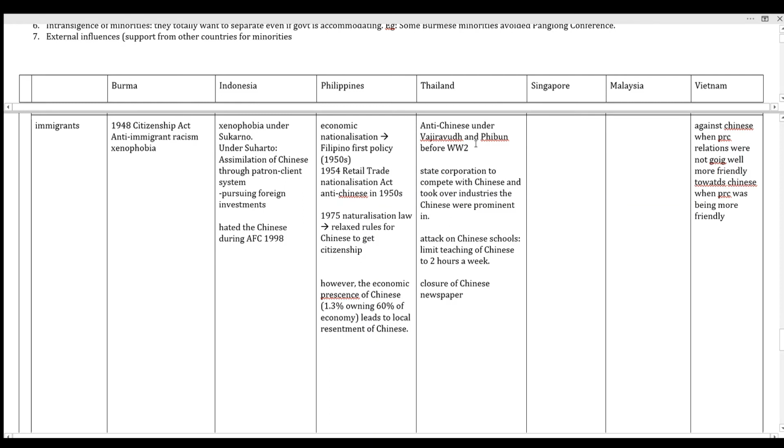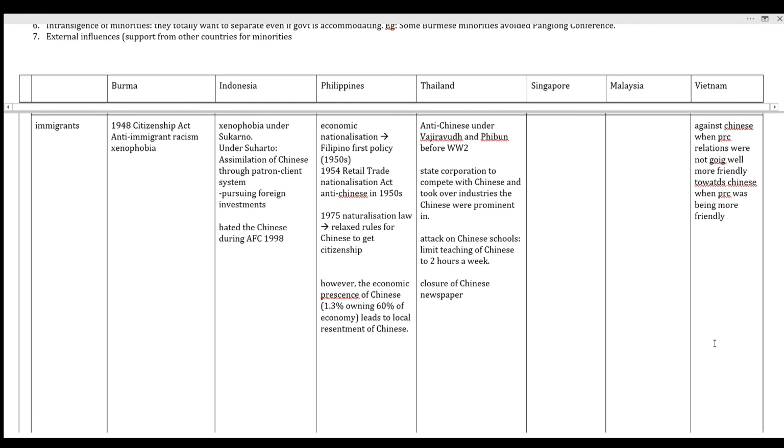Yeah. So in Thailand, they were anti-Chinese under these two people before World War II, and yeah, this is what happened when they were anti-Chinese. But I think after that they were kind of less anti-Chinese after a certain period of time. After World War II, I think they kind of assimilated them more. Okay, and then Singapore and Malaysia, we can't really say that because Singapore is literally made of immigrants in a way. Malaysia is, as I said, an official assimilation, unofficial compromise.